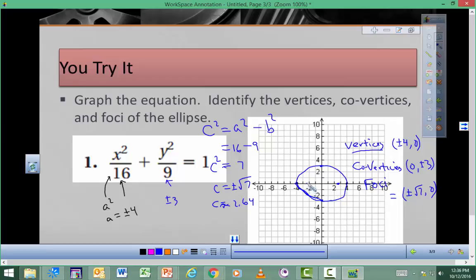Now, the foci are always, always, always on the major axis. So you can call this one F1, F2. And now we've done everything. We did the graph, we did the vertices, co-vertices, found the foci. And I think you'll agree that this is pretty easy stuff, right? Simone?